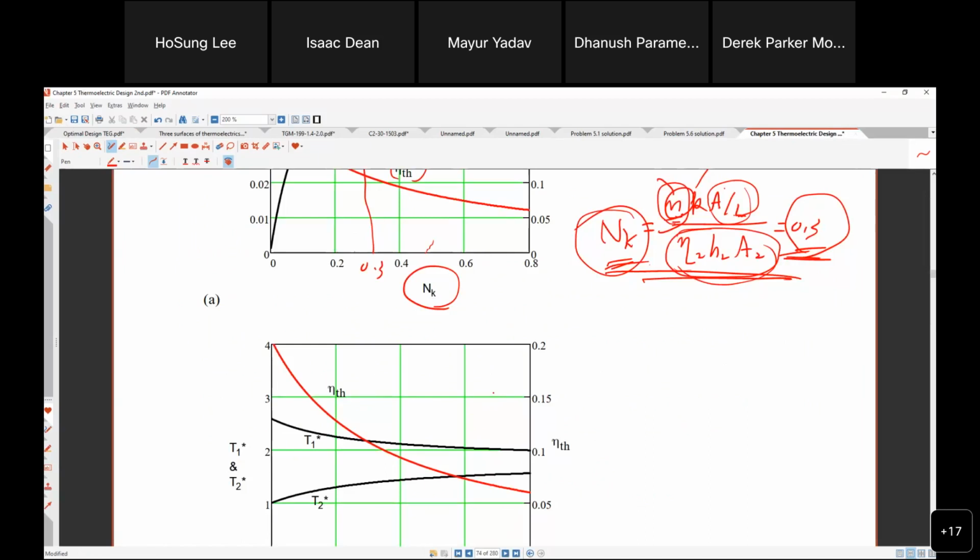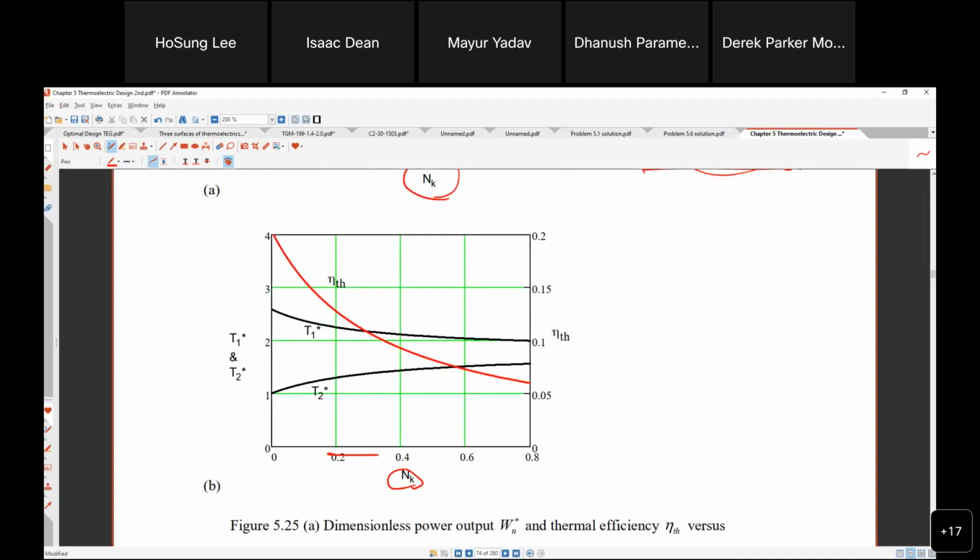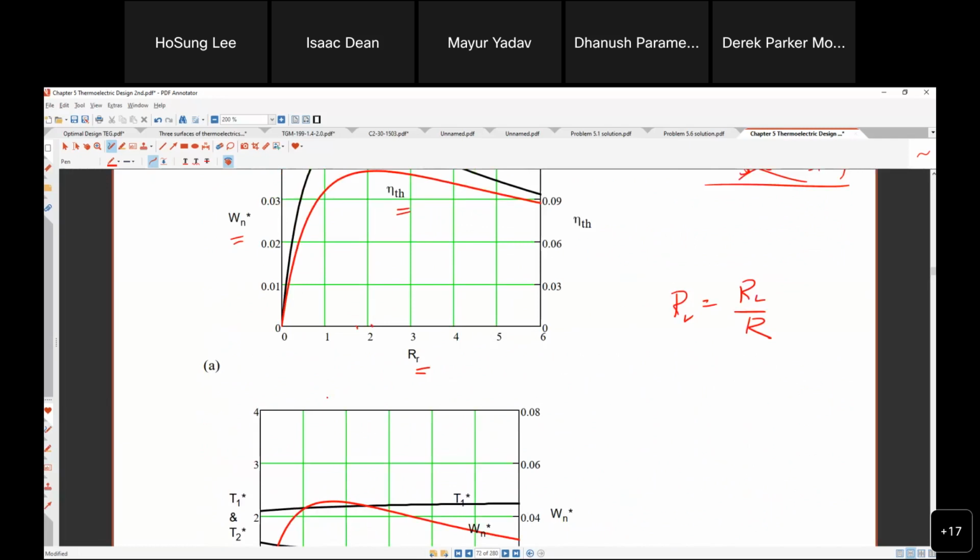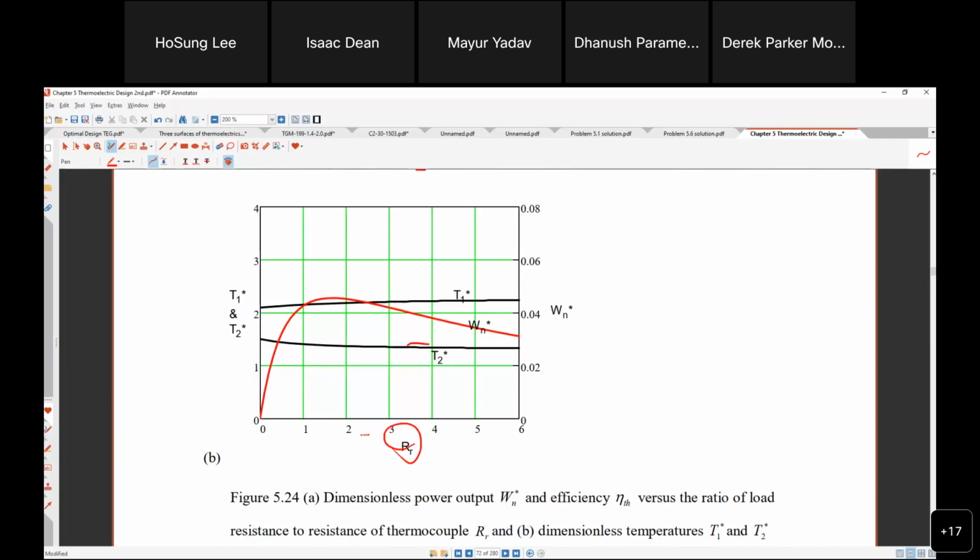What happened is, when we change NK, the temperature is changed. T1, T2 are changing. Look at that, a big change, not constant. That's why these things are changing. Again, if the ratio changes, the temperature changes, not constant. Okay.